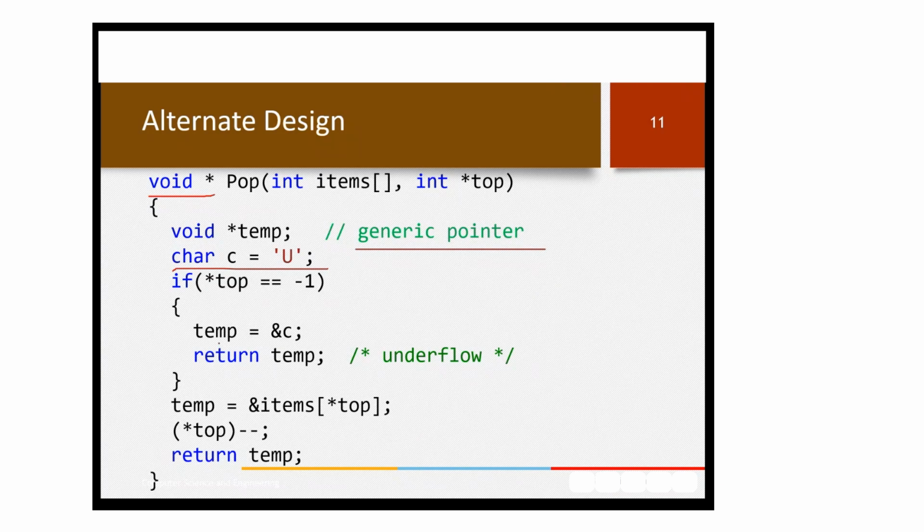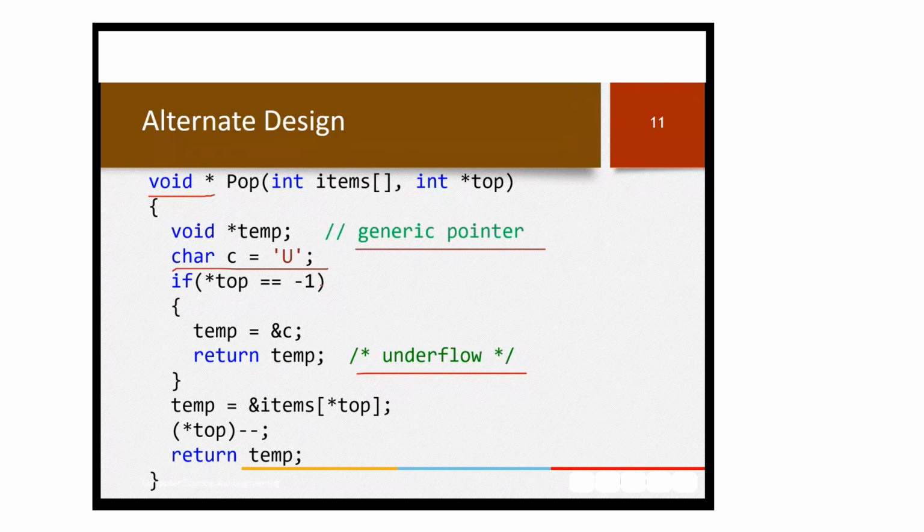The void pointer advantage is that it's more generic. It can take any data type during runtime. That's the idea. So it takes this character value and returns this, which really indicates that it's an underflow. On the other hand, it is getting the address of this items.